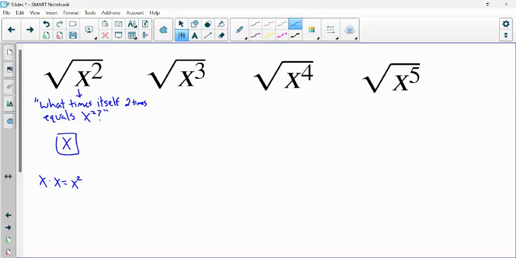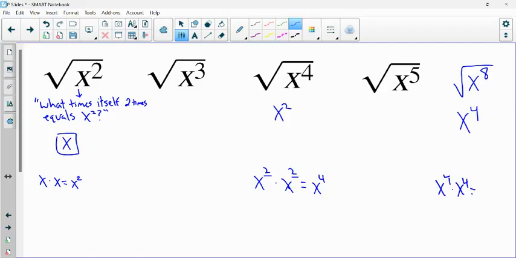That means x to the fourth shouldn't be that difficult either. Because I'm now saying x to the what times x to the what equals x to the fourth. 2. Because remember, we're going to be adding our exponents here. So this would be x to the second. If I had x to the 8th, what would that end up being? 4. So it'd be x to the 4th times x to the 4th equals x to the 8th.